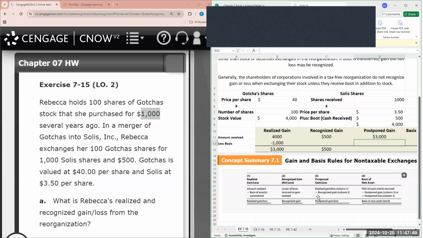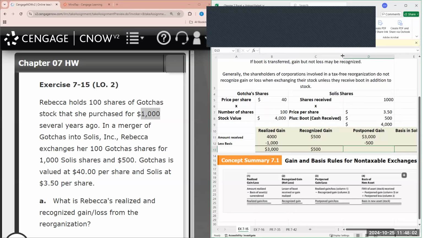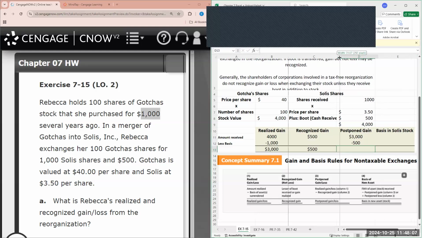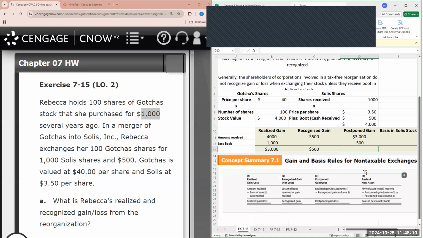And from there, we need to subtract the recognized gain from column 2. And in column 2, we calculated $500. So therefore, the next thing we need to do is factor in the postponed gain or loss. In such a case, the realized gain was $3,000. We recognize $500, which was the lesser of the boot received or gain realized. So therefore, our postponed gain is $2,500.